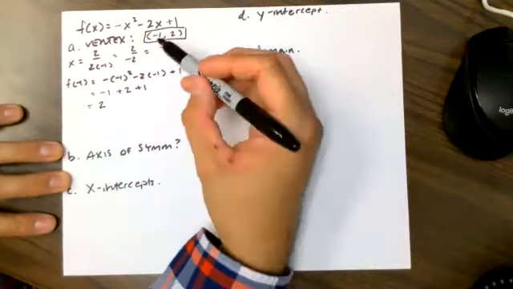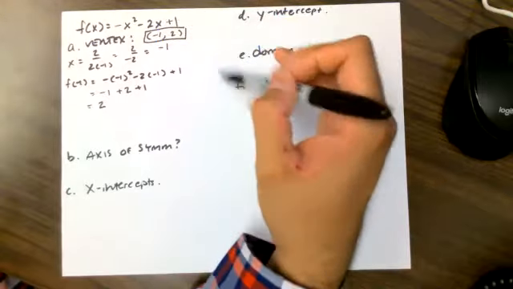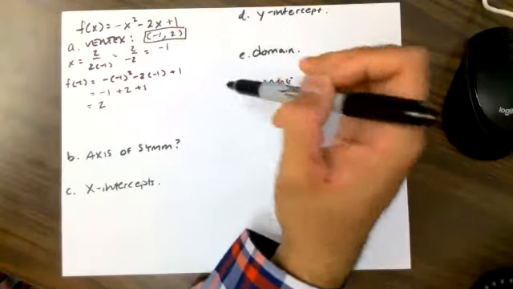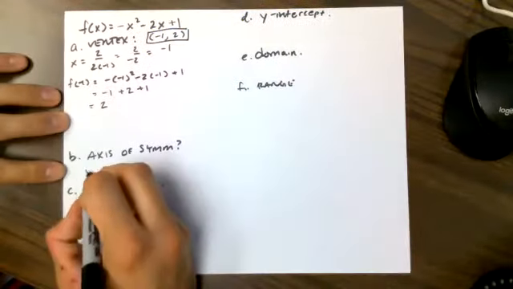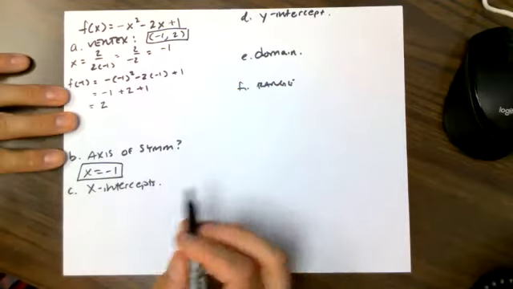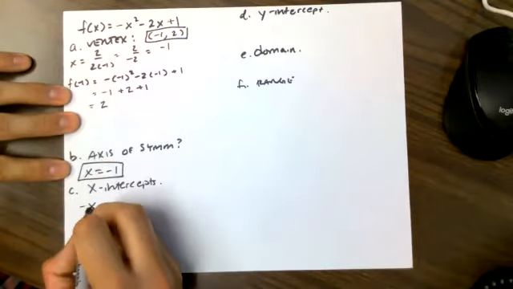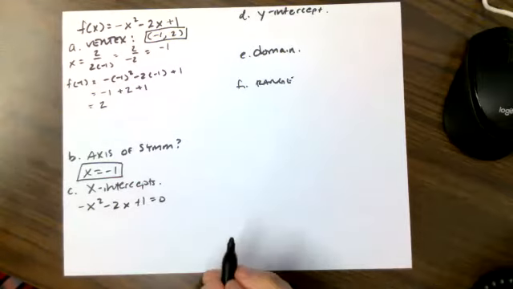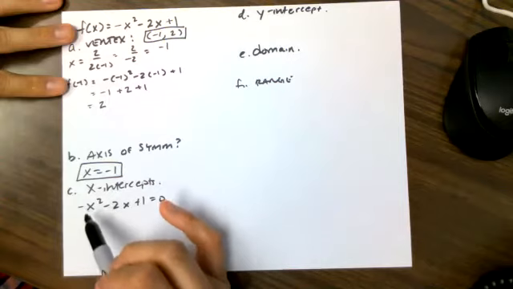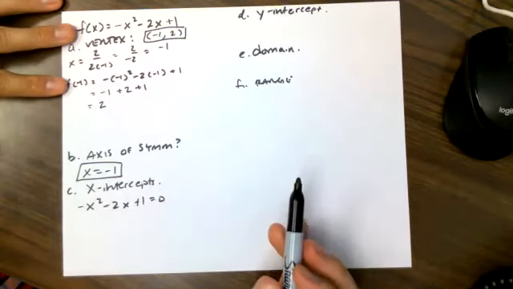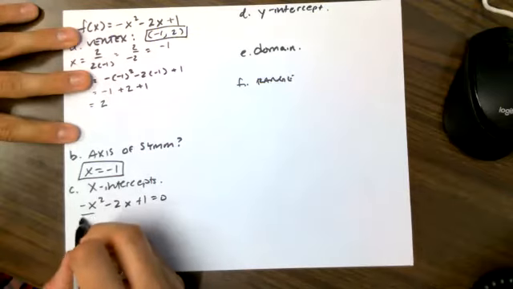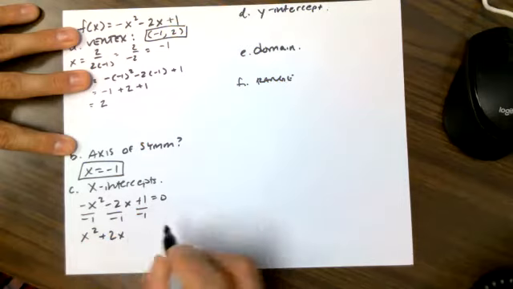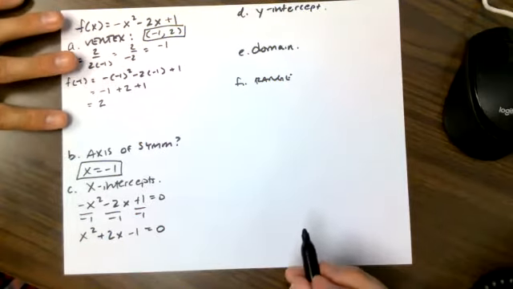Okay. Now, I know this vertex is going to be a maximum, right? Because the a value is negative. The axis of symmetry is just x equals negative 1. Now let's find the intercepts. So I'm going to take this negative x squared minus 2x plus 1, set it equal to 0, and solve. Now, if it's factorable, I need that x squared to be positive. So I'm going to divide everything by negative 1. And I get x squared plus 2x minus 1 equals 0.